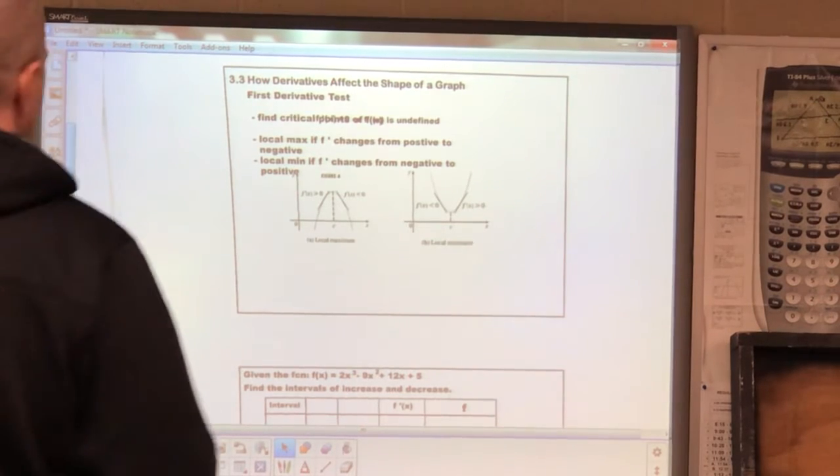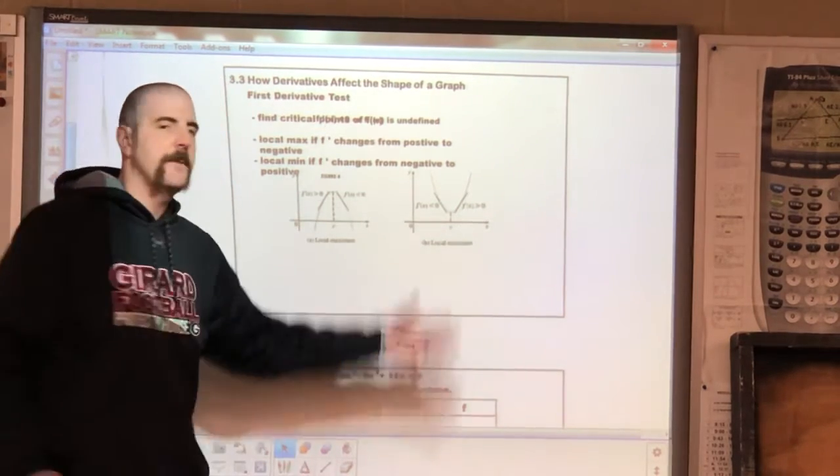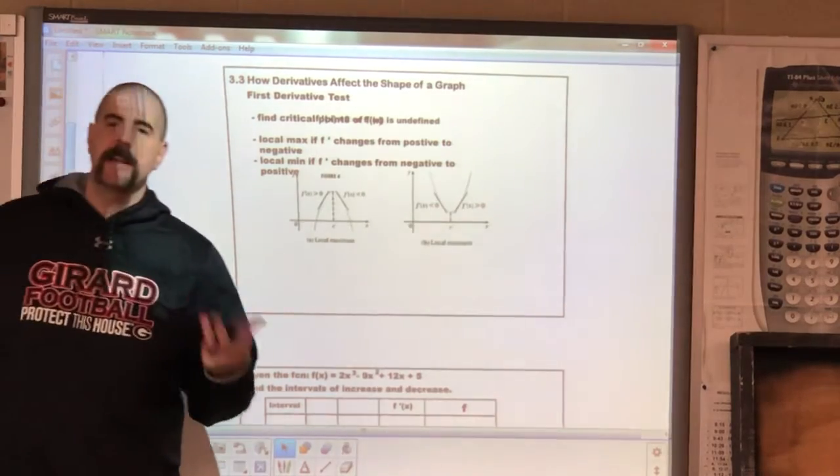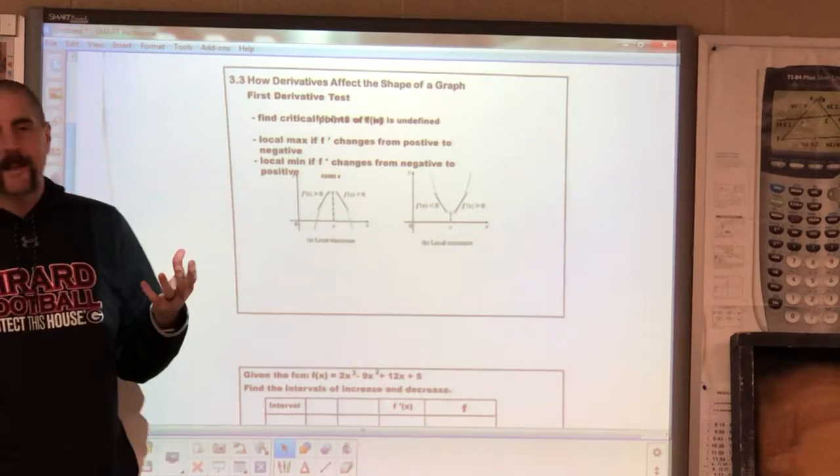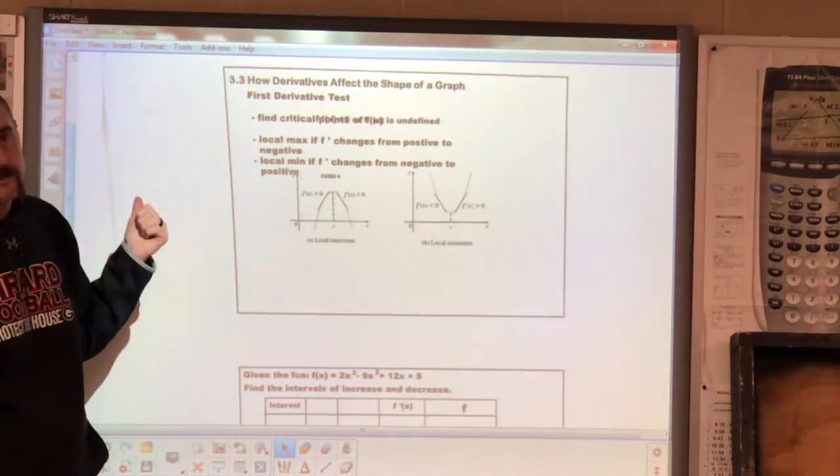Okay, welcome to 3.3, derivatives affecting the shape of the graph. We're going to learn about the first and second derivative test. First derivative test, we already know it. We already did it in the previous sections.